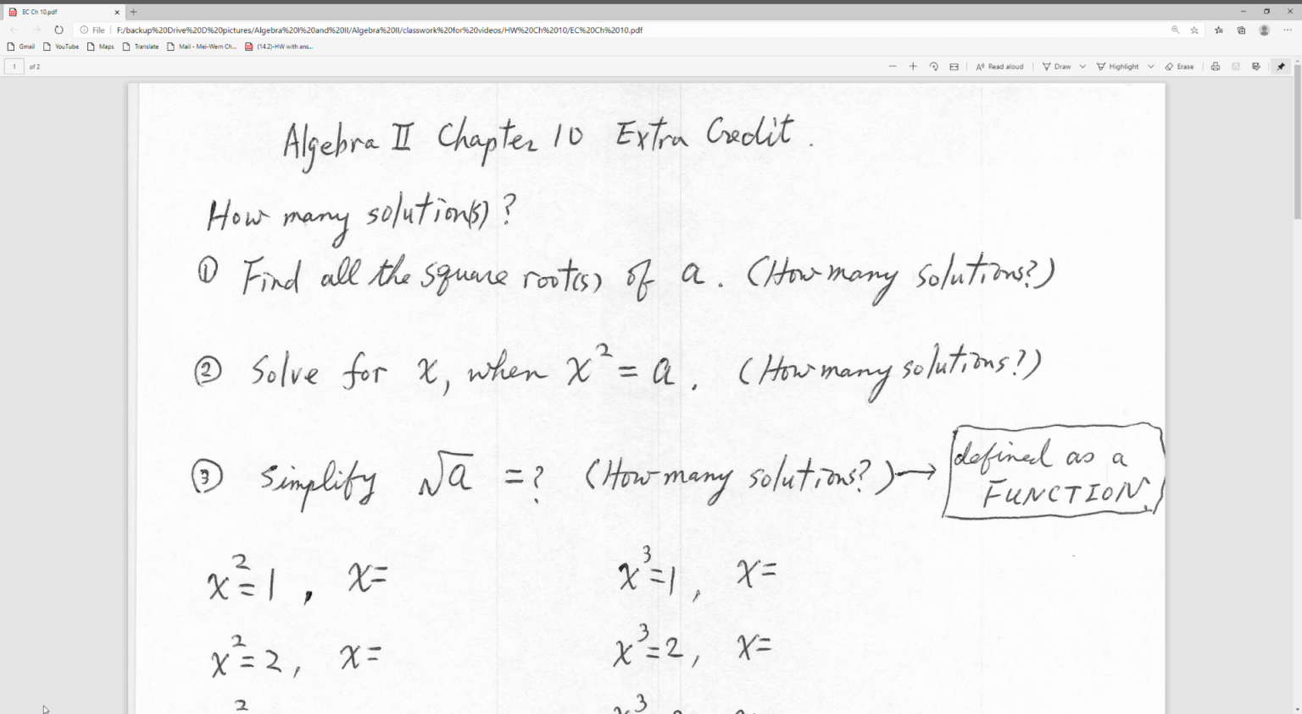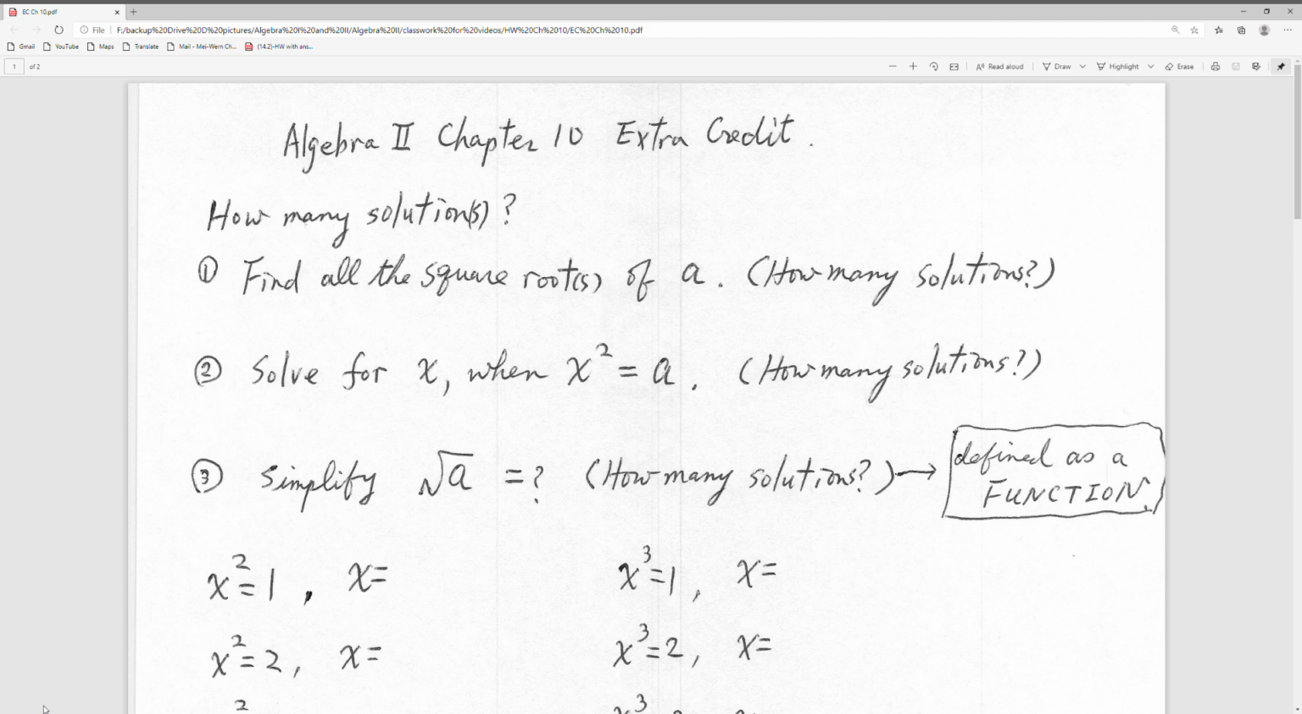Now this chapter 10 extra credit is the overall very important concept for square root. And without this concept, you won't understand anything I talk about on each section PDF file. Okay, so this is very important.